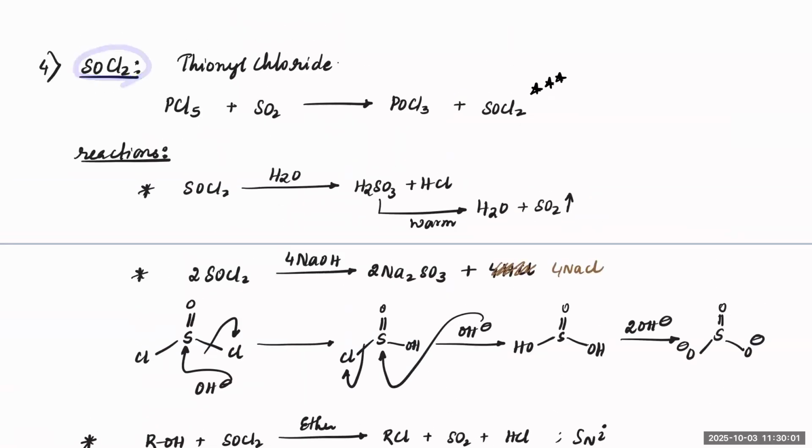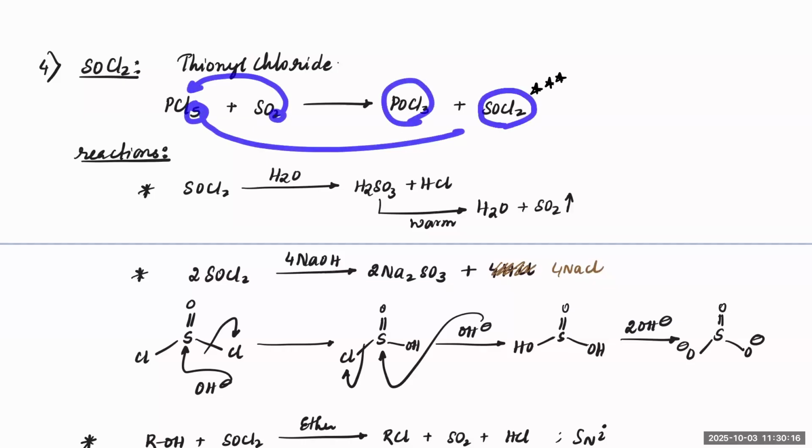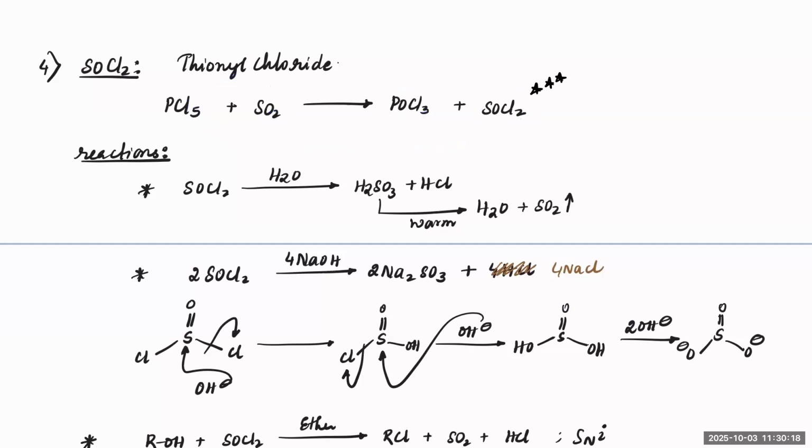Next is SOCl2, known as thionyl chloride. We have seen this in the reactions of PCl5. When PCl5 reacts with SO2, you know that two chlorines make a bargain for one oxygen, so we get POCl3 and SOCl2. SOCl2 on hydrolysis will give you H2SO3 and HCl. H2SO3 is an acid, HCl is an acid. As you warm it, SO2 gas will come out of it.